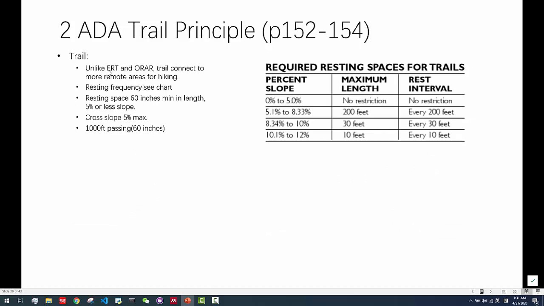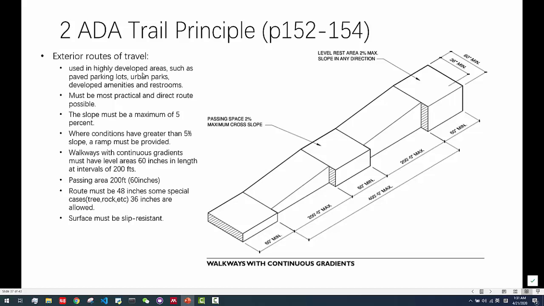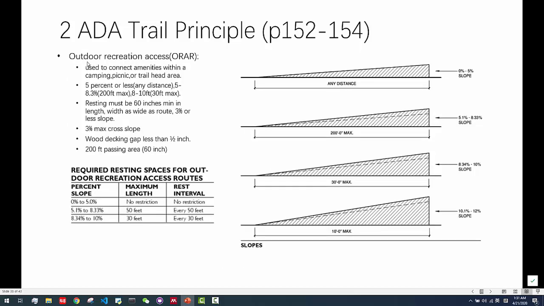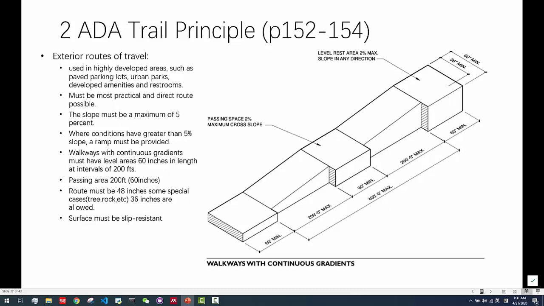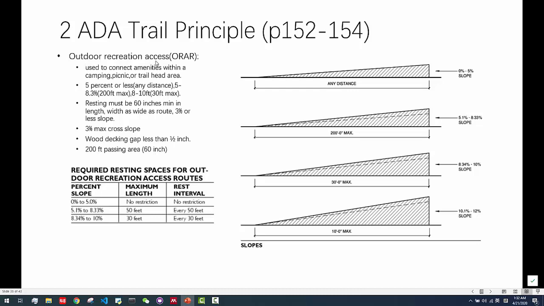So see this ERT and ORAR. I think there are two different ways. That's one thing we need to understand. ERT is exterior routes of travel, and the other is outdoor recreation access. I think what that means is there are different types of paths. One is exterior route of travel, which is just normally general. And then outdoor recreation access means these areas. So if you have paths connecting to these areas, you follow this rule.